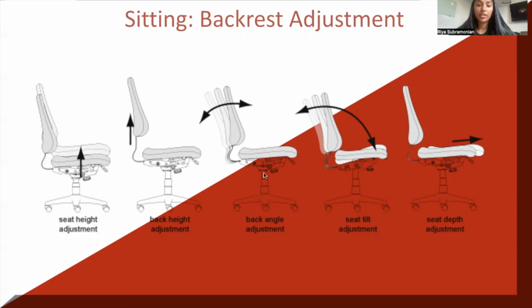The back angle adjustment, you can either move it forward or backward. Remember, you don't want it to be exactly at that 90 degrees. This is the seat tilt adjustment. This can either move your hips more forward or backwards. And the next one is the seat depth adjustment. This is where the seat pan will either move forward or backwards.